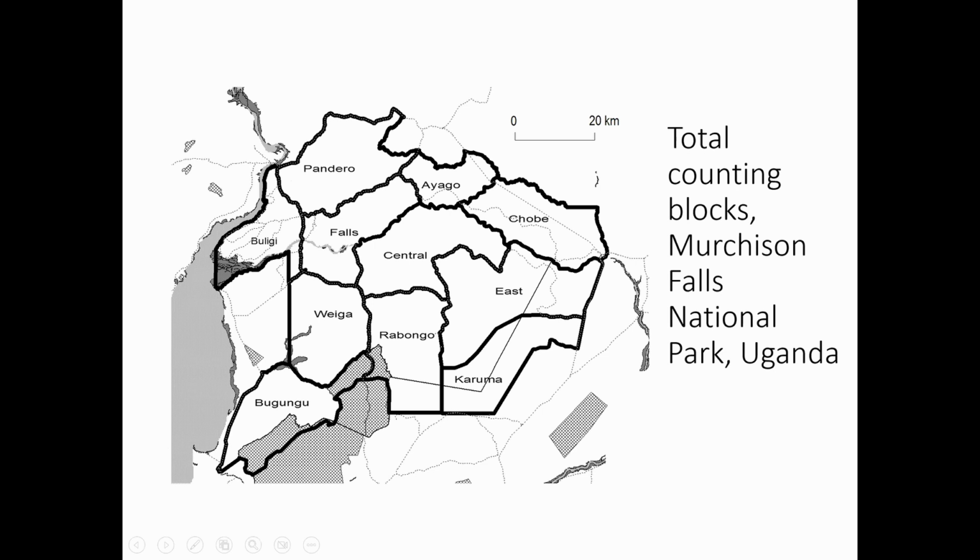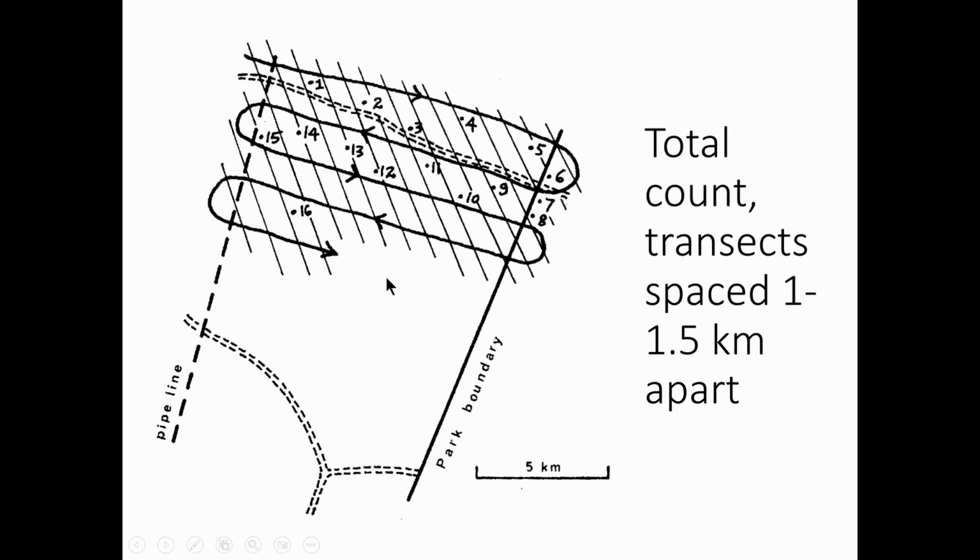This is, for example, the total counting blocks for Murchison Falls National Park in Uganda, which we do as a total count probably every 20 years. That's when you get the kind of money to do this in other countries. But you count each block, and you come up with your overall population estimate. And here is a classic counting pattern: total count, transects spaced 1 to 1.5 kilometers apart, plane going up and down, people looking to left and right, marking down onto their data sheets or talking into their tape recorders and recording where those animals are.